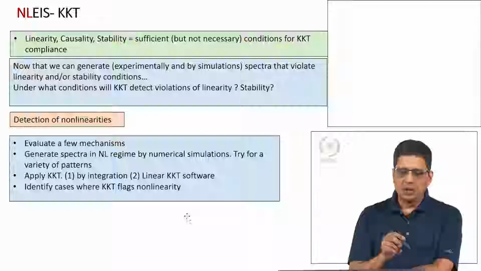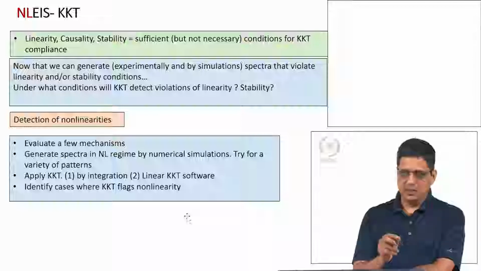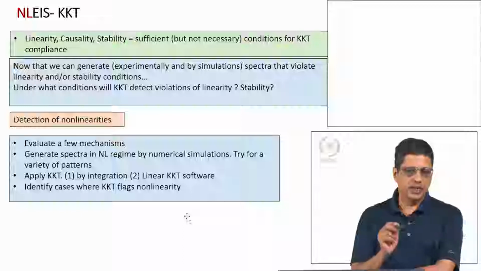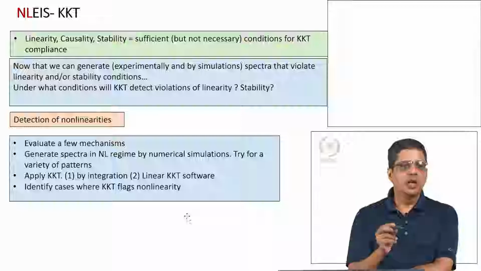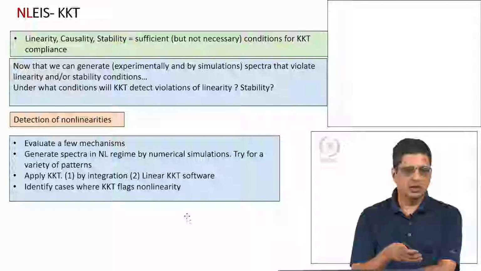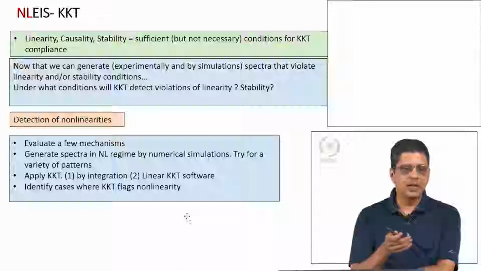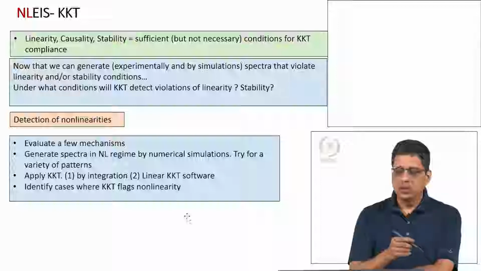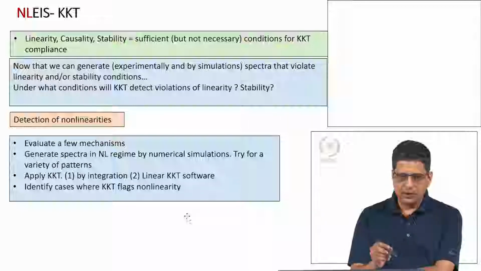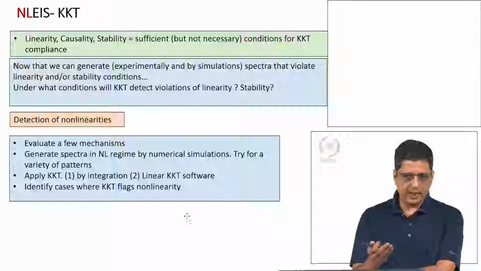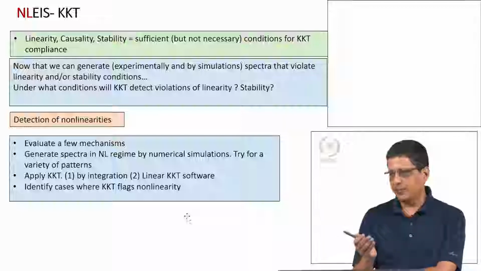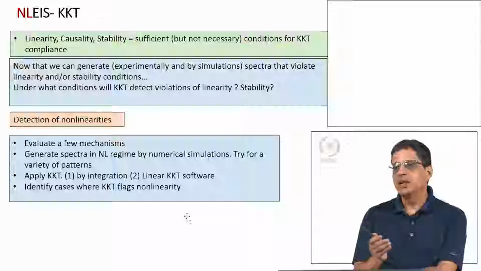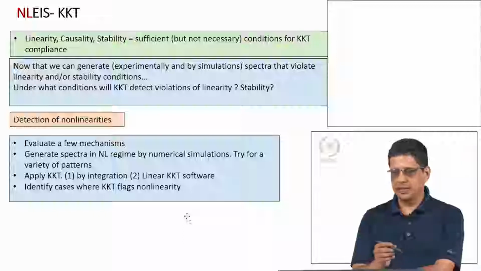Now, we know how to generate EAS spectrum for cases with large amplitude perturbation. We know how to generate the EAS spectrum with instability, and you can of course always add some noise and see how the spectrum will look if it arises not just because of our perturbation, but also because of external noises. Now, we want to generate a variety of spectra for different mechanisms and then see whether in all cases KKT can detect nonlinearities, and in all cases whether KKT can detect instabilities.